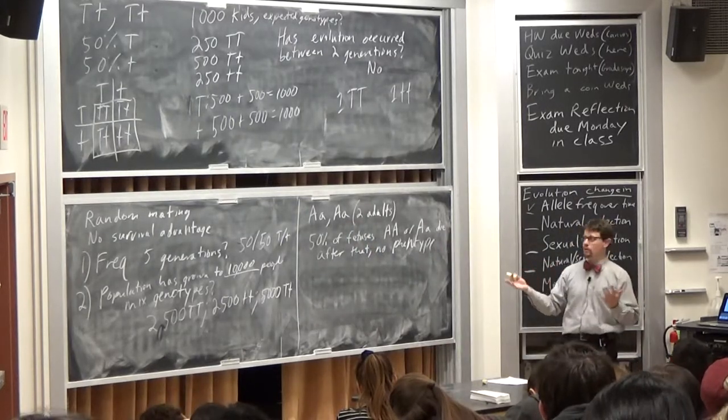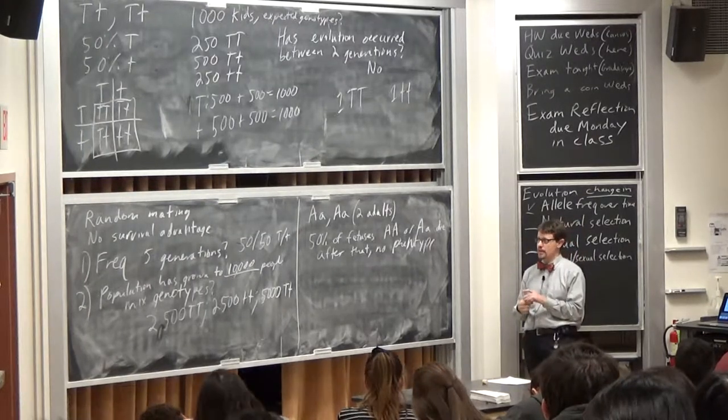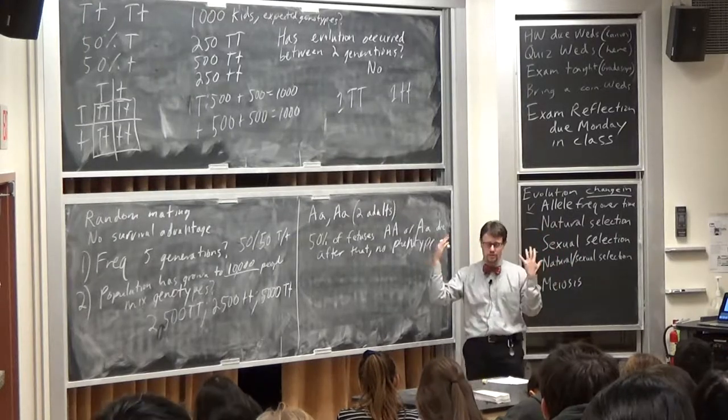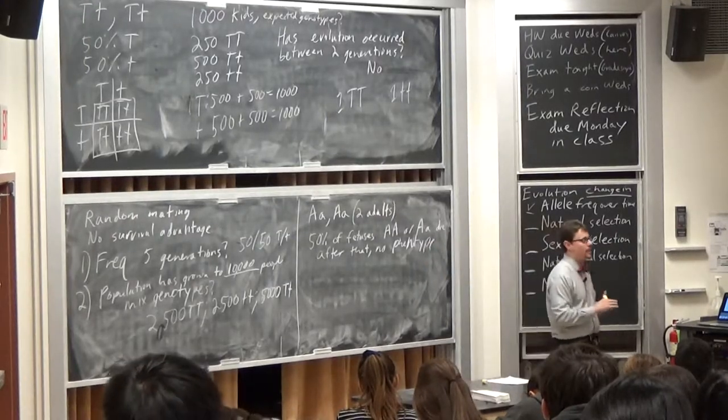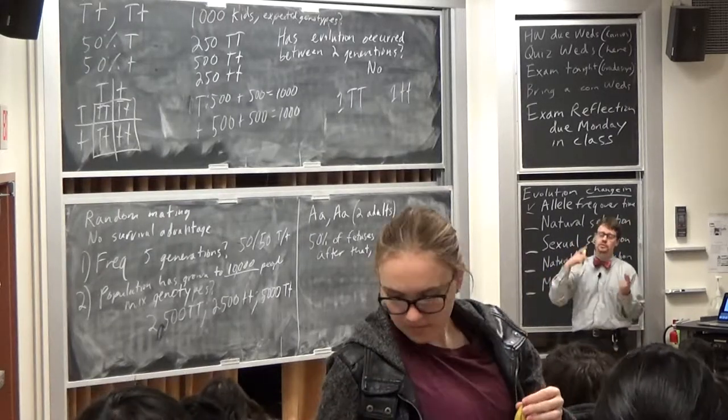So here we have two adults who have this genotype, man and woman. They're going to come together and have 1,000 kids, just like before. And so of those 1,000 kids, actually they're going to have 1,000 pregnancies.